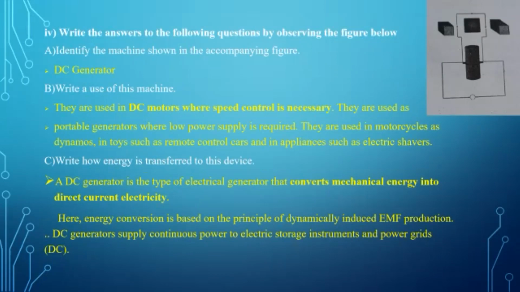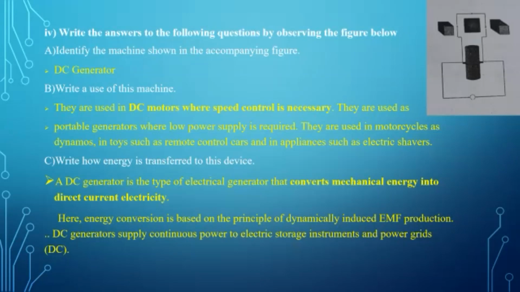Now see, at number first, what is the first one? Identify the machine shown in the accompanying figure. What is this machine shown? It is nothing but a DC generator. We all know, right? Write a use of this machine.